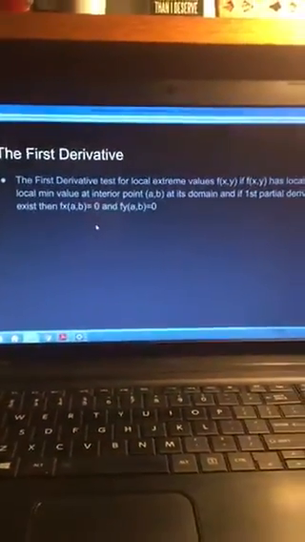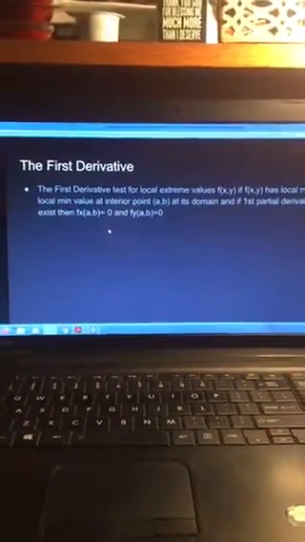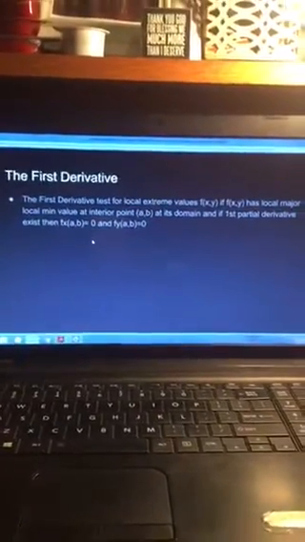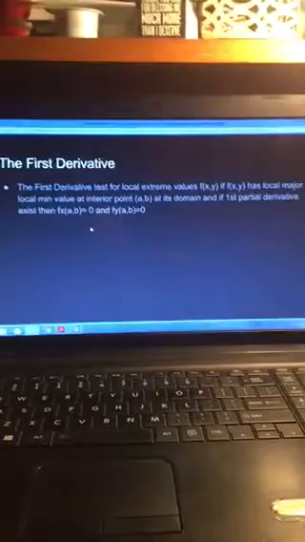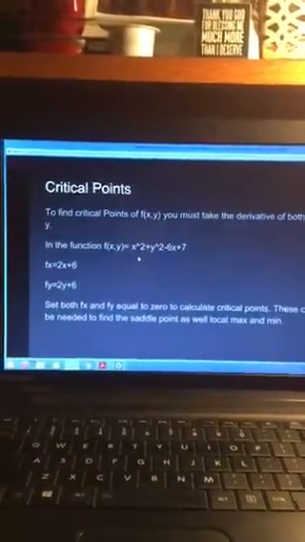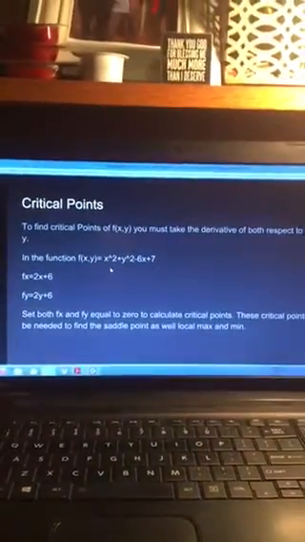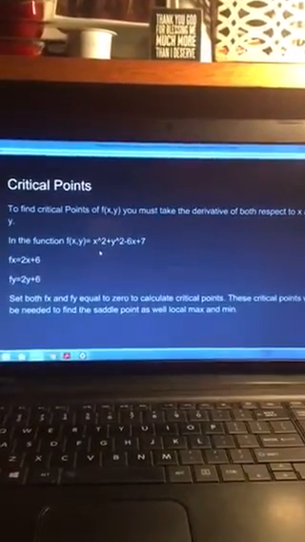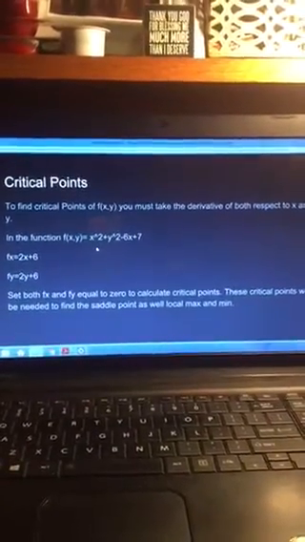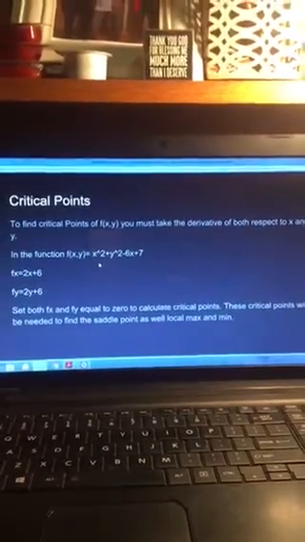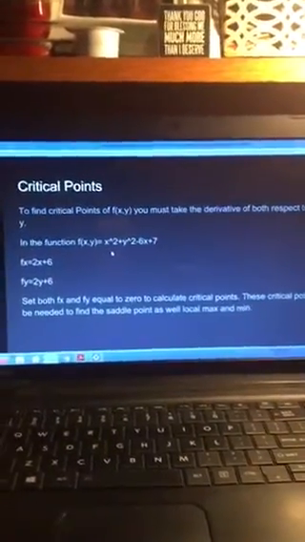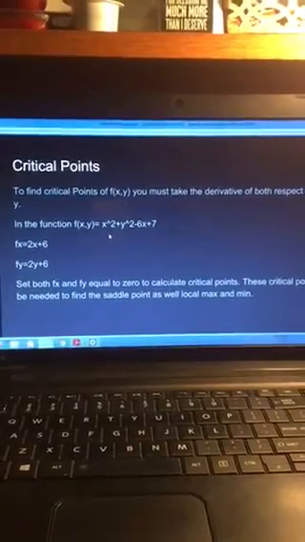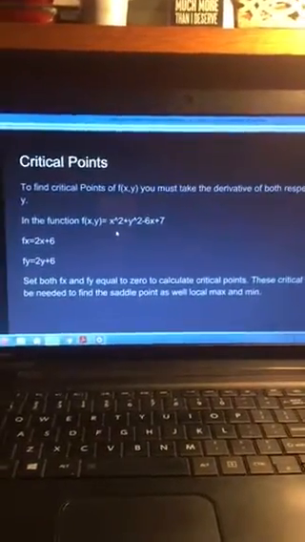Also, we use the first derivative to find the local maximum and local minimums. The first derivative is used to find the critical points. And to find critical points, like I said, you must take the first derivative. But since you have a multi-variable function, you have to take the derivative with respect to both x and y. So I have a function right here for an example, which is f of x, y equals x squared plus y squared minus 6x plus 7.